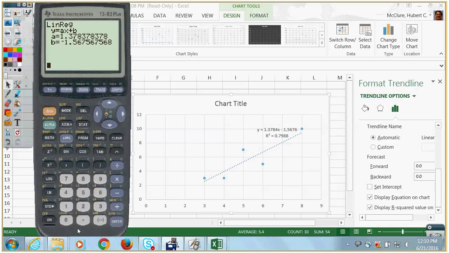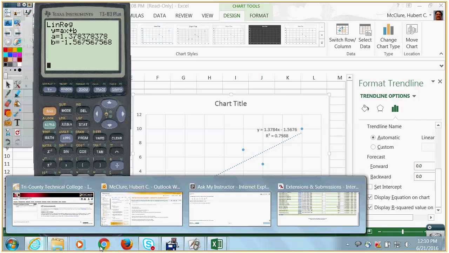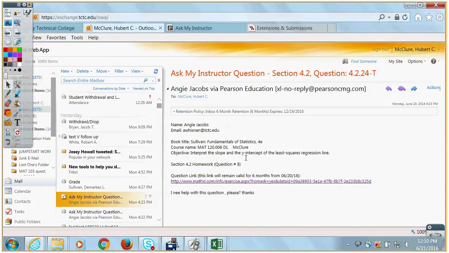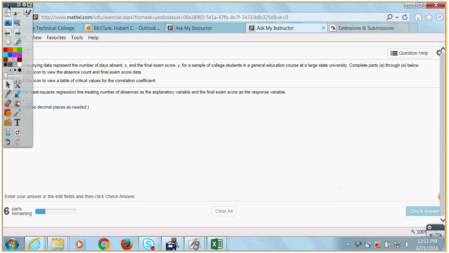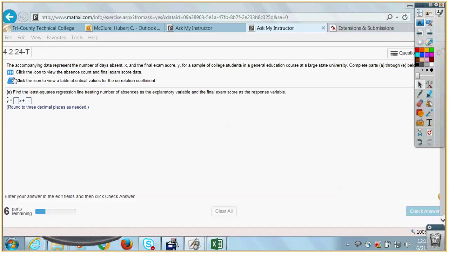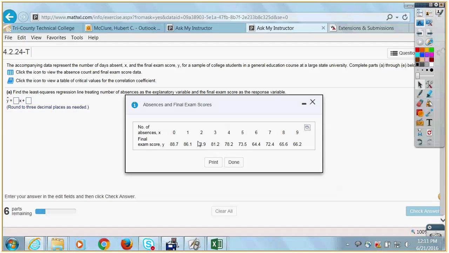Okay. Now the second problem, you do the same thing either on Excel or on the calculator, it doesn't matter. But we're going to do it on Excel because you can see it better on the computer. So we'll go to that question now. That question is 4.2, number 24 in the book, number 8 online. And here's the question. I'm going to click on the table. And there's the table. Open in Excel. Open.